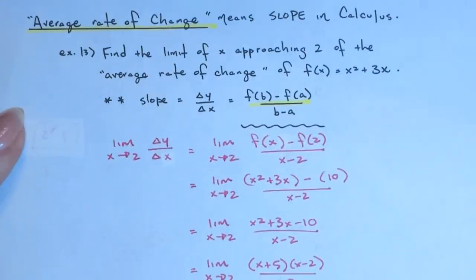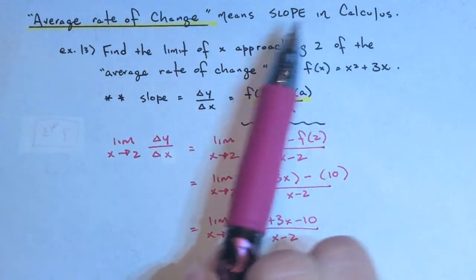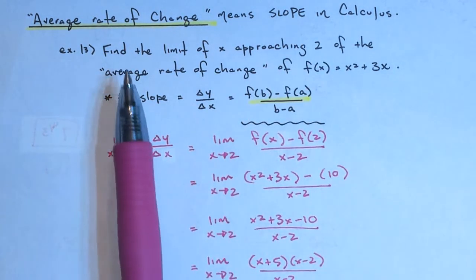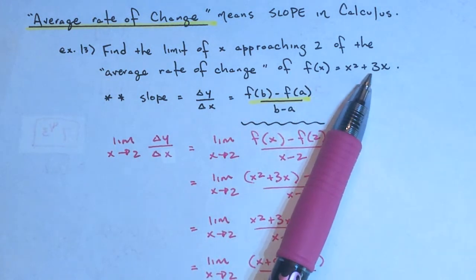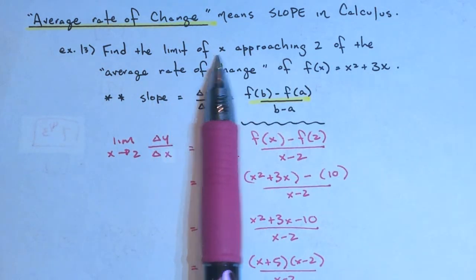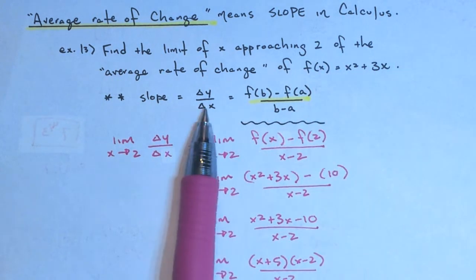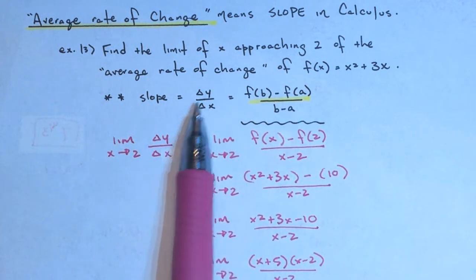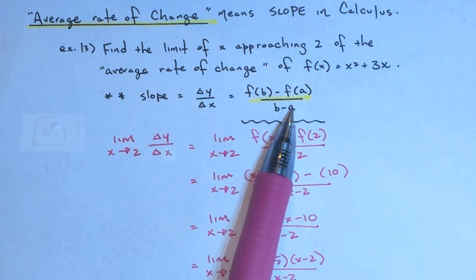is the average rate of change. Okay, so in calculus and in all of math, the average rate of change means slope. So we're finding a slope, and then this says find the limit of the slope, basically. So if we want to find the limit as x approaches 2 of this, then it's really a slope. And this is just the slope formula, right? Like change in y over change in x. So this is the y values, this is the x values.